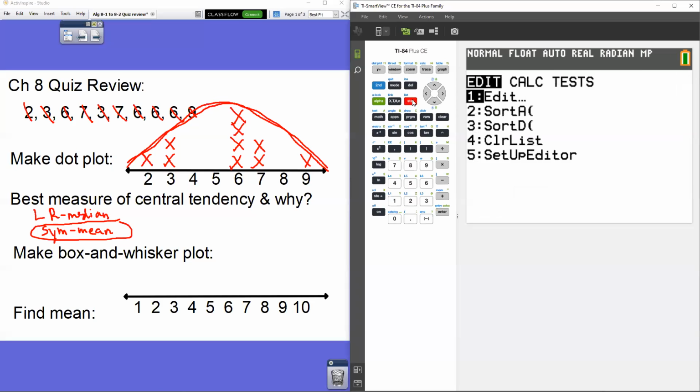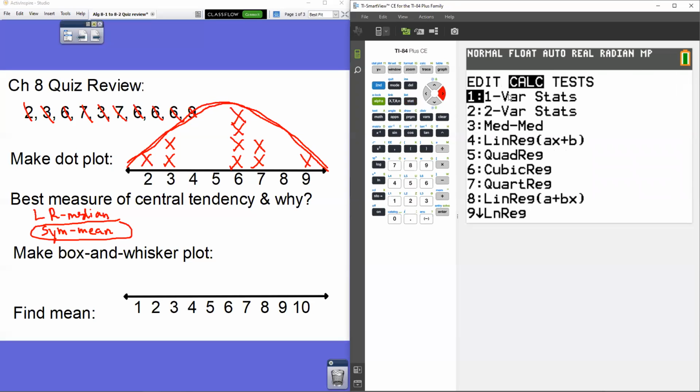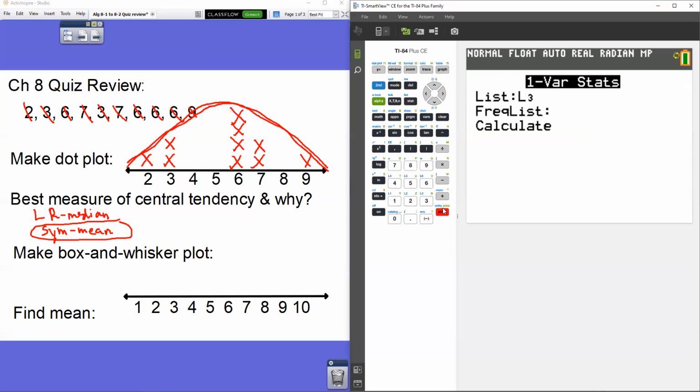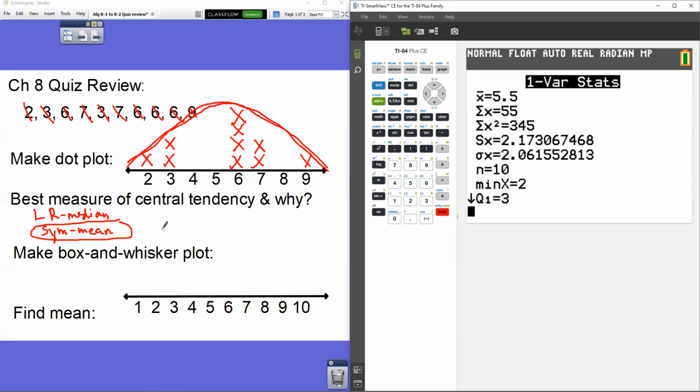Go to stat, go over to calc. We have to do one variable stats. It asks you, do we want L3? Now, I was doing something different before, so mine didn't say L1. I needed to change it to L1 by hitting second and 1. That gives me that L1 function. Go down to calculate. Now, remember, the mean, if you're asked to find the mean, is this little x with the line over it. So our mean here would be 5.5.